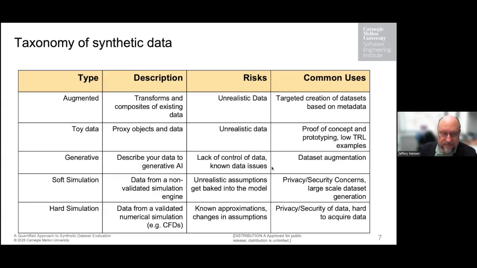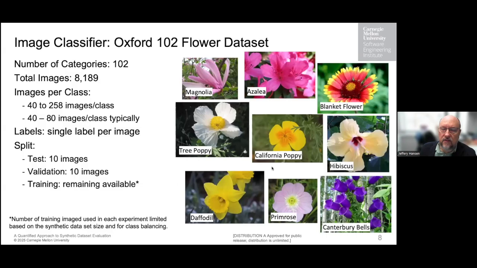All right, so as I mentioned earlier, to demonstrate the technique, we'll be using the Oxford 102 data set, and here are a few examples from the data set. It has 102 different flowers, like magnolia, tree poppy, California poppy, primrose.